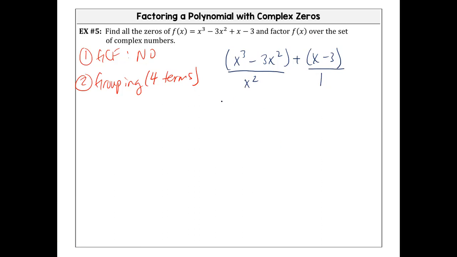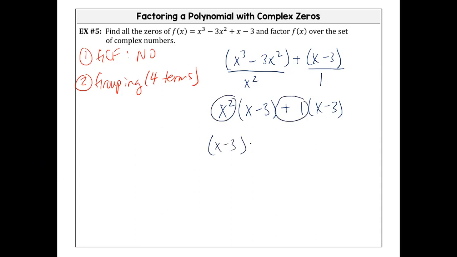Remember they don't disappear. You're not disappearing from your family, you're just moving out the house. So we factor it out, we get x squared, and we're left with x minus 3, plus 1 times x minus 3. After you factor out the binomial pairs, you now are going to factor out your common factor between your 2 terms, x minus 3. And when I factor out x minus 3, I'm just left with x squared plus 1.